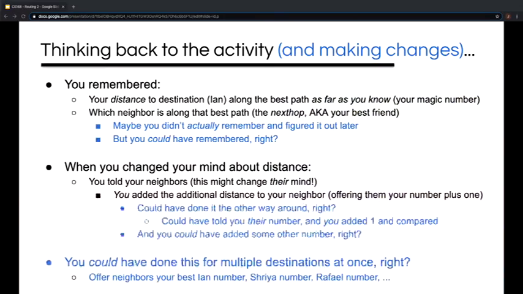And finally, you could have done this for multiple destinations, right? I didn't want to have you keep track of an Ian number and a Shreya number and a Vasu number and whatever. So I just had you do one. But you could have, especially if you were writing them down. That would have worked. You could completely independently say, I offer you the Ian distance of 7 and the Raphael distance of 10.